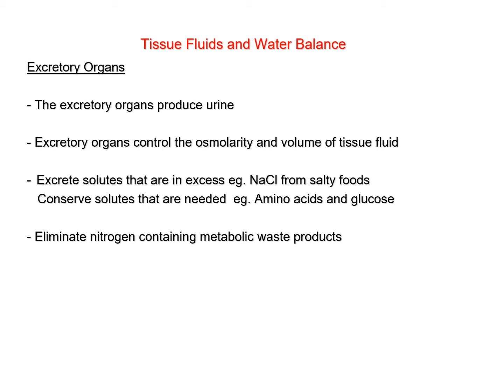Okay, we have excretory organs, the kidneys, 2 kidneys. They produce what we excrete, which is urine, and they control the osmolarity of fluids in different compartments, not only the osmolarity but also the total volume, and in that way they also help control blood pressure. We excrete solutes that are in excess. For example, if you have more salty food, so there's a higher amount of NaCl in the food, you'll excrete the excess. Kidneys will do that.